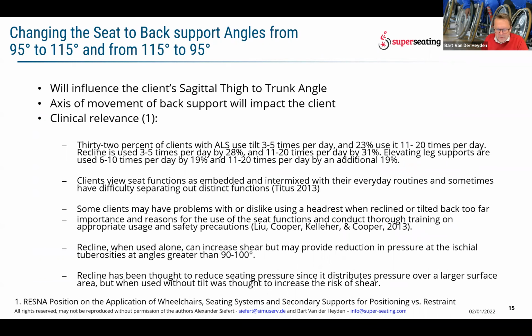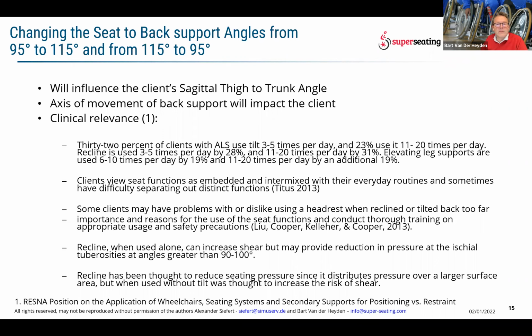Very exciting, the moment we've been waiting for so long. What happens if you change the seat to back support angles from 95 to 115 and then back from 115 to 95? Now, we all know that this is happening all the time. I looked a little bit at what is out there in terms of guidance for us in order to predict what the effect will be for our clients. There is a recent position paper on the application of wheelchairs, seating systems, and secondary supports. And I abstracted there a couple of interesting quotes or findings.